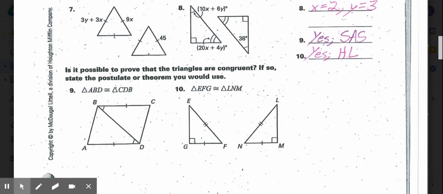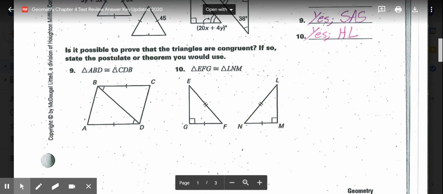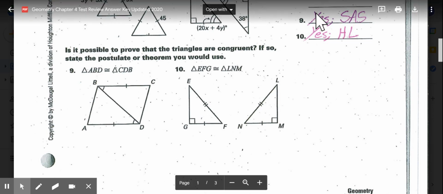Now let's move down to 9 and 10. 9 and 10 ask, is it possible to prove the triangles are congruent? If so, state which postulate or theorem you would use. So in number 9, they already told us angle B is congruent to D, side AD is congruent to BC. We also know these two triangles share side BD, so BD is congruent to itself. That gives me side, angle, side for both triangles. So yes, they're congruent by side, angle, side.